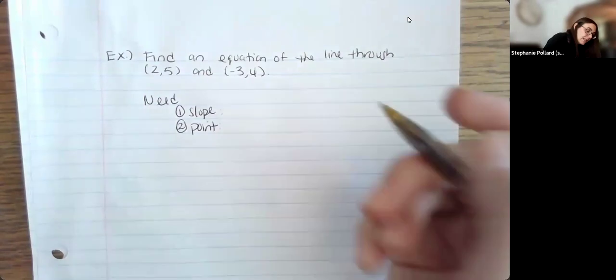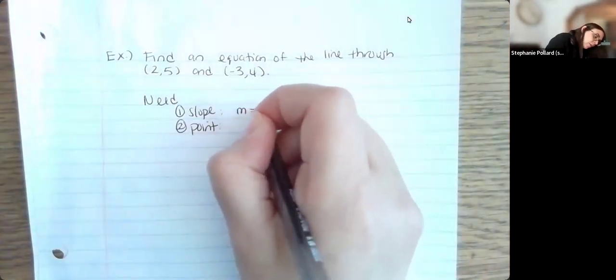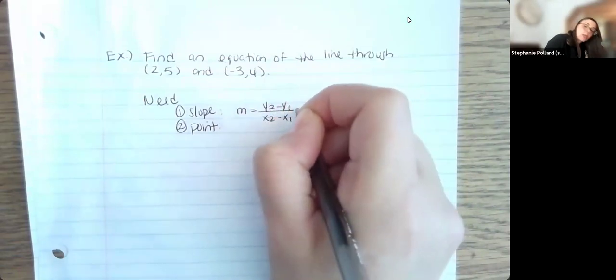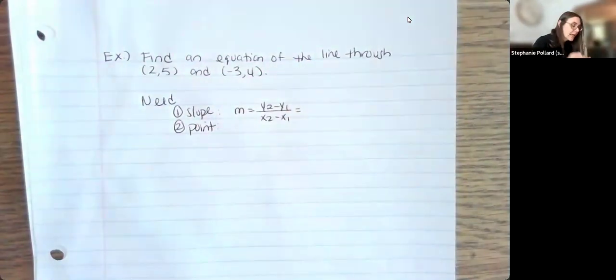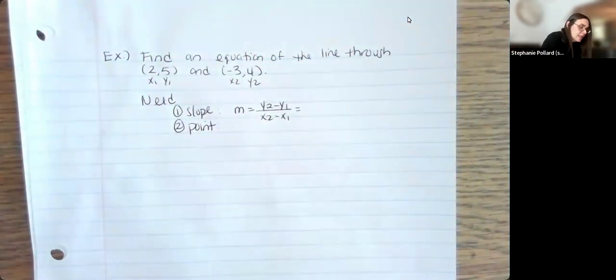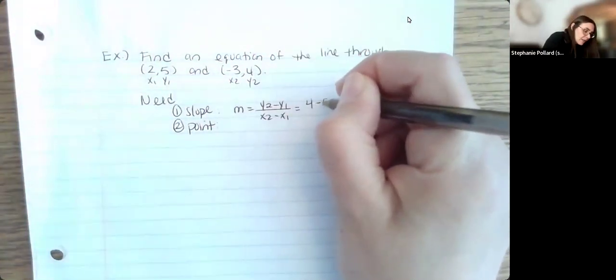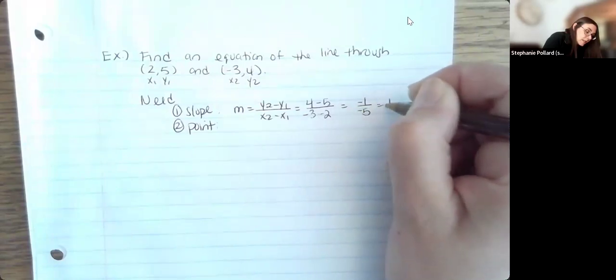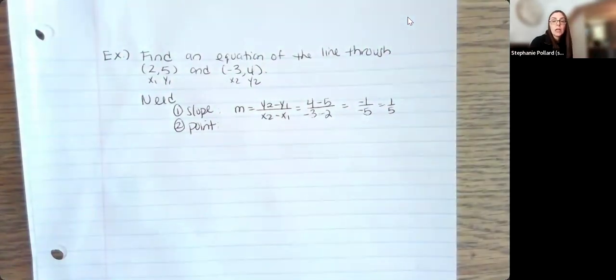So what I want to recognize here is that I actually can find my slope by using that y2 minus y1 over x2 minus x1 formula. So in this case, I can plug in my values. I'm going to let this point be x1, y1, and this one be x2, y2. It doesn't matter which one you pick in each case. So I would have 4 minus 5 in the top, and then -3 minus 2 in the bottom. I end up with -1 over -5, or just positive 1/5. Those two negatives will cancel. So I do have a slope. I just have to work for it.